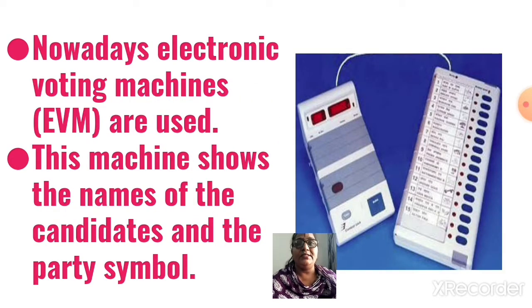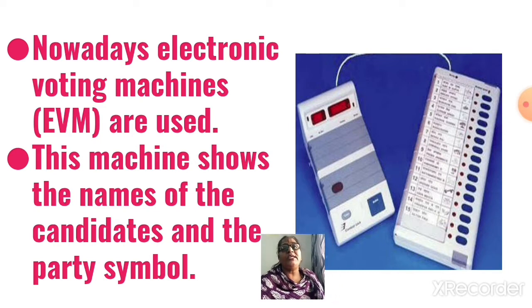Okay. Nowadays, see the next slide over here. Nowadays, the electronic voting machine is called EVM. Okay, electronic voting machines are used to record votes. Show this machine, EVM, it is the electronic voting machine. It shows the name of all the candidates and their party symbol. You just go and click the button, whichever candidate you want to give your vote.